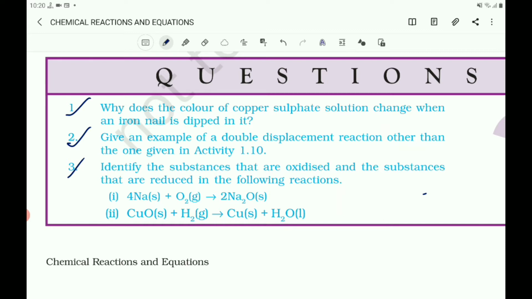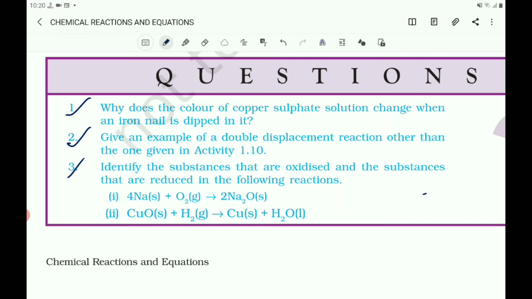The second question is, give an example of a double displacement reaction other than the one which is given in activity 1.10. And you can give the example of the chemical reaction between lead nitrate and hydrogen chloride, which react to give lead chloride and nitric acid. So let us take that reaction and write afterwards.